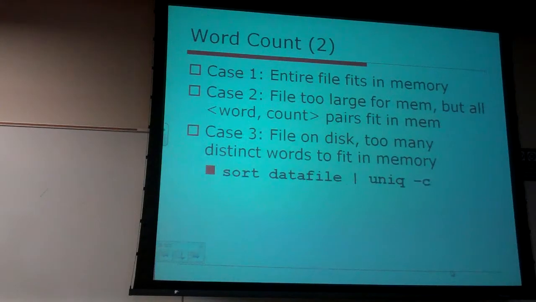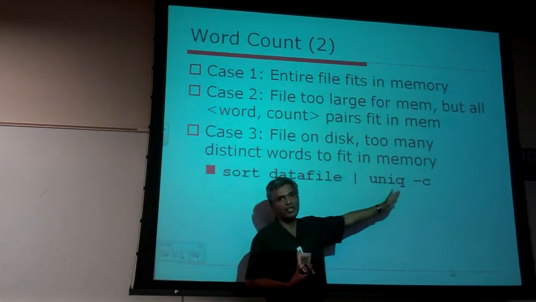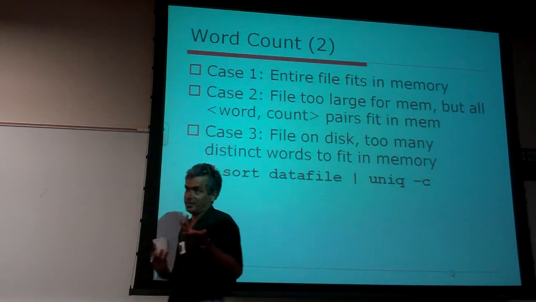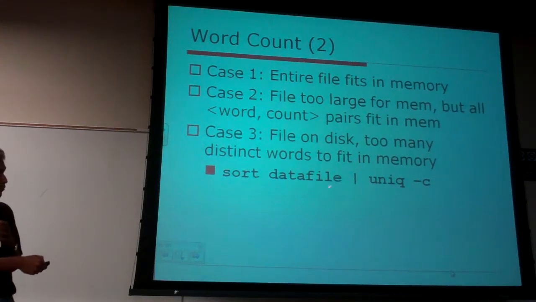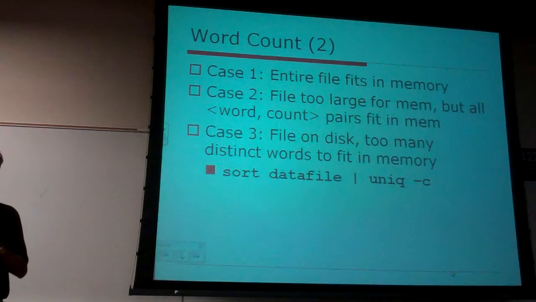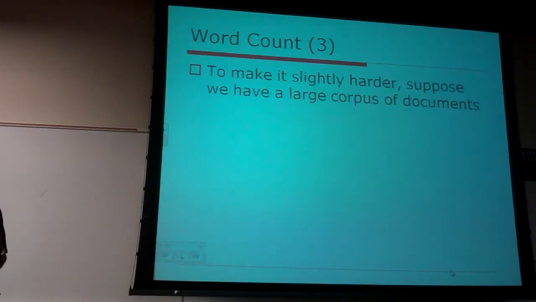Okay. Now what do I do? I can do a sort on the data file, and I pipe it to uniq with a -c. That basically just gets me the word and count. That's what Unix does. So this is, if I have one file on the disk and I want to find out the word occurrences, what you need to do in Unix. Now if there are multiple files, and I want to compute the word count across all the files.